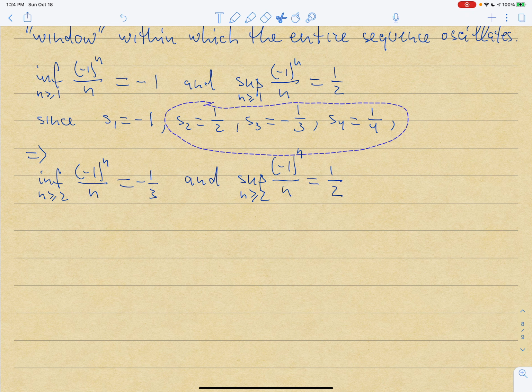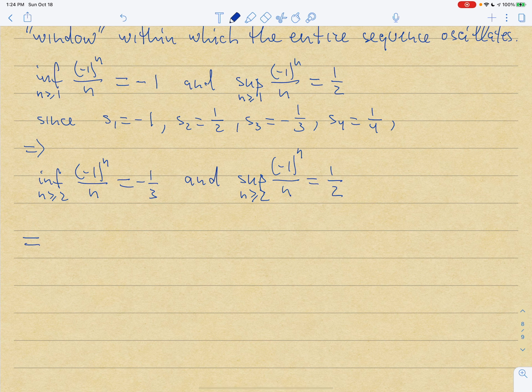But then if I chopped off the first element, I'm left with 1/3, -1/3, and 1/2 as my new window of oscillations. And again, I notice that infimum and supremum, the largest and the smallest element of my sequence, occur at the beginning of the remaining sequence, at 2. So again, they should be irrelevant in terms of specifying how the sequence is going to oscillate as n goes to infinity. So we're going to do the following thing at the next step.